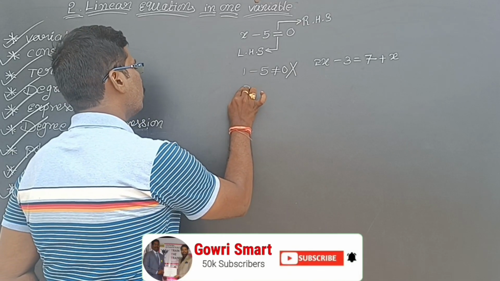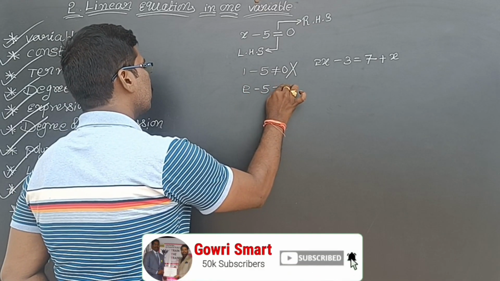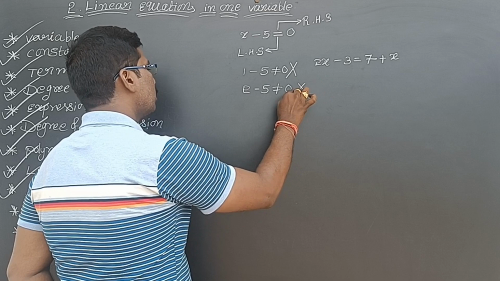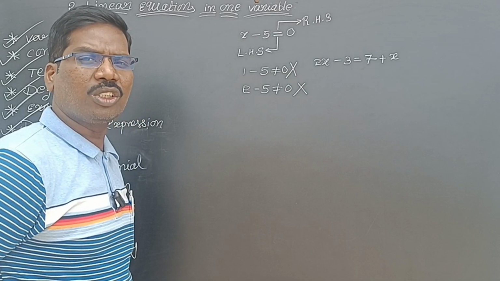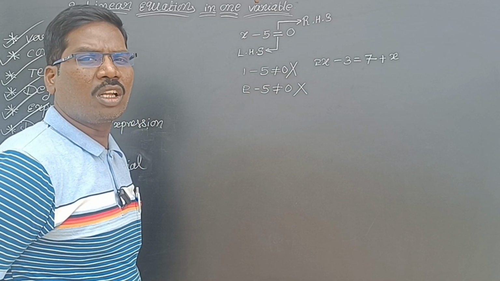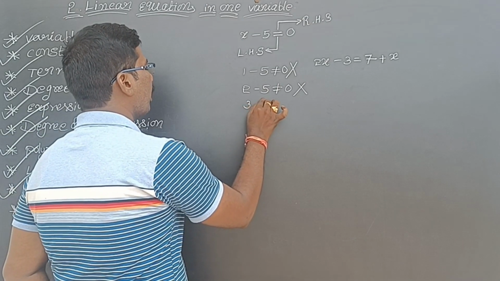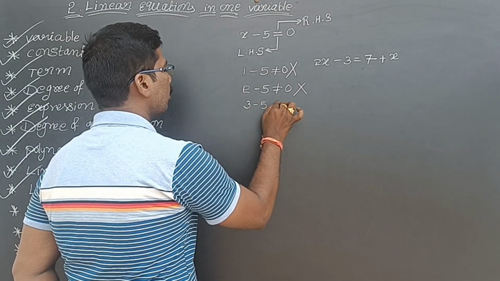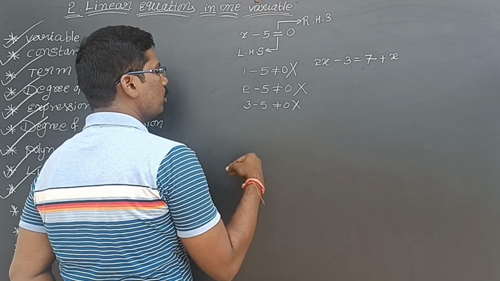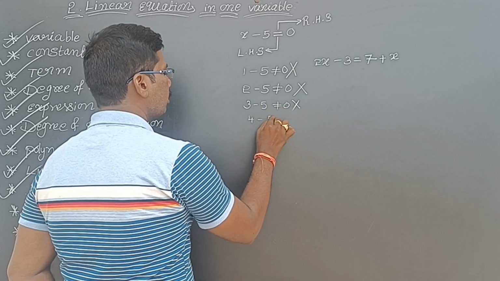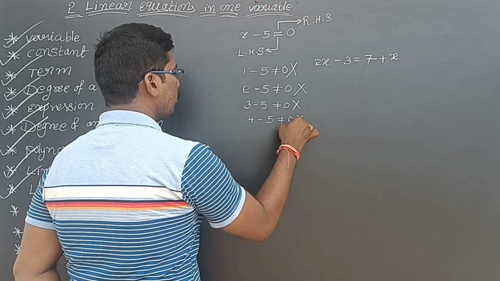Now I am taking 2. 2 minus 5 is not equal to 0. This is also not a solution. I am not getting the left side and right side the same. X is equal to 3 I am taking. So 3 minus 5 is not equal to 0. That is also not a solution. 4 minus 5 is not equal to 0. That's also not a solution.